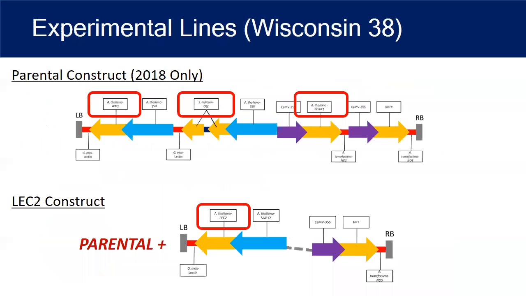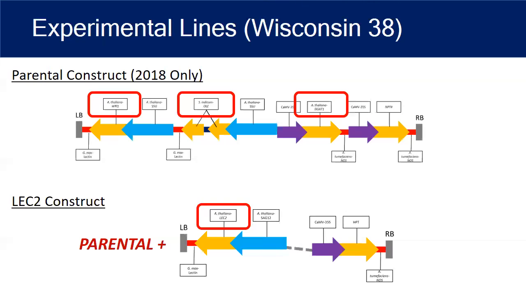This is a little bit of a busy figure, just to highlight some of the key components of these constructs. The first line we're going to deem the parental line, or the base construct. These are all done in Wisconsin 38, which is not a commercial tobacco variety per se. It's more of a research variety. We have a tripartite system that focuses on a push, pull, and protect type system. What we mean by that is we're pushing as much metabolic flux towards lipid biosynthesis, pulling those lipids into TAG packaging, and then also packaging those into lipid bodies using proteins.